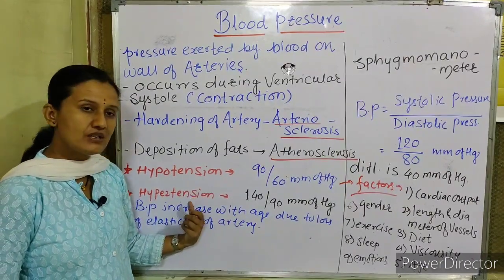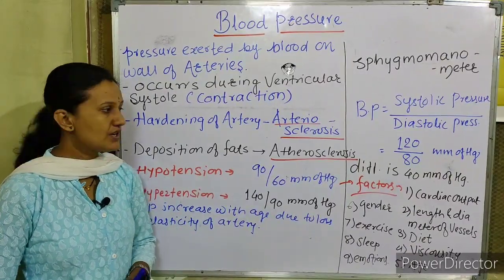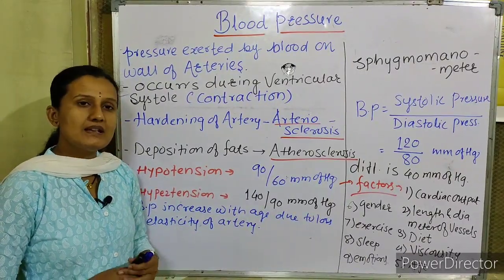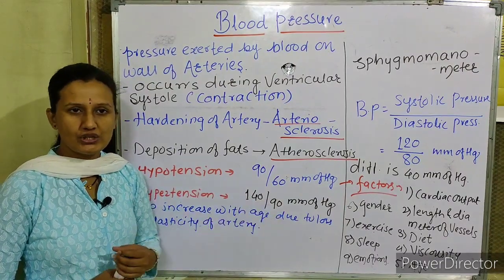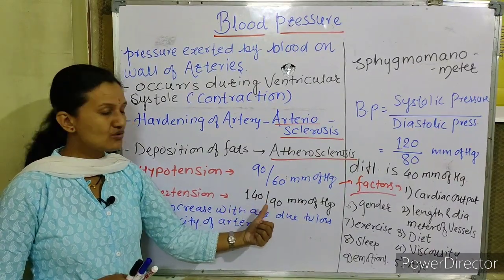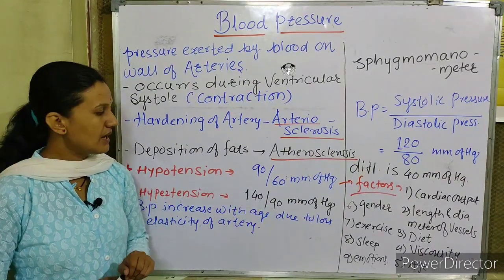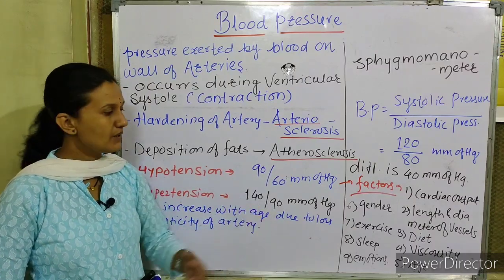And what is hypertension? When systolic blood pressure rises to 140 and diastolic blood pressure rises to 80, that means there is an increase in blood pressure by about 20 over 10 mm of Hg. म्हणजे वरचं ब्लड प्रेशर सिस्टोलिक ब्लड प्रेशर 20नी वाढतं आणि डायस्टोलिक ब्लड प्रेशर 10नी वाढतं आहे, तर त्याला आपण काय म्हणू, that is called hypertension which is about 140 over 90 mm of Hg.